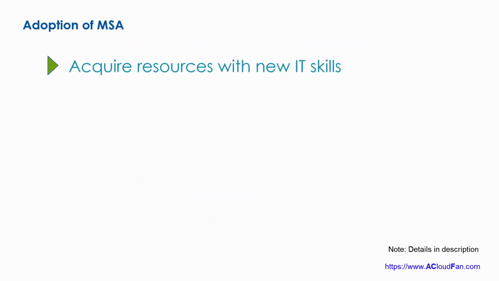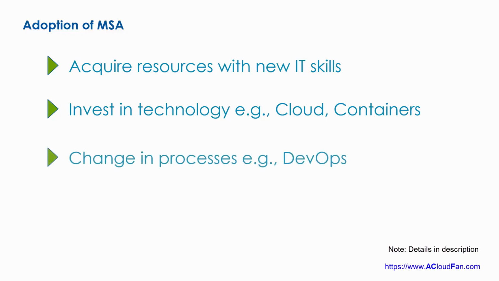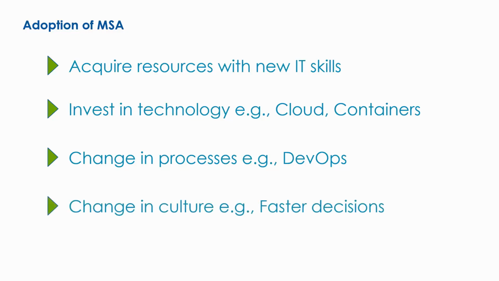Adoption of microservices architecture requires an organization to acquire resources with new technology skills. They need to invest in technologies such as cloud, containers, and a number of tools for building and operating microservices. Organizations need to change their processes. For example, they need to build their DevOps practices. Older ways of managing IT resources and applications do not work for microservices applications. And the next one is the toughest to handle. An organization may need to change its culture. For example, faster decision making. And this cannot happen overnight.